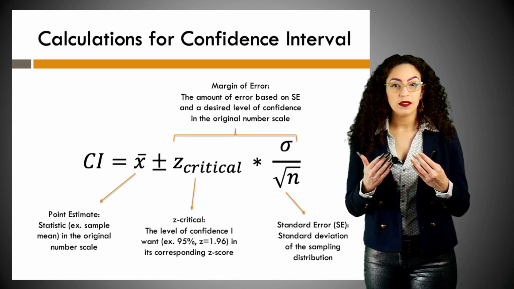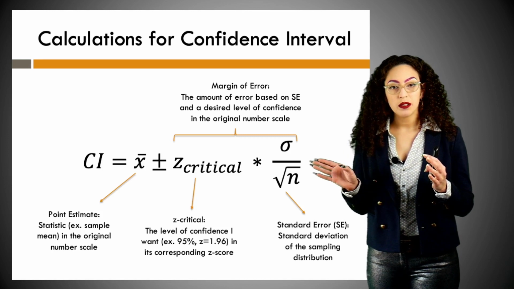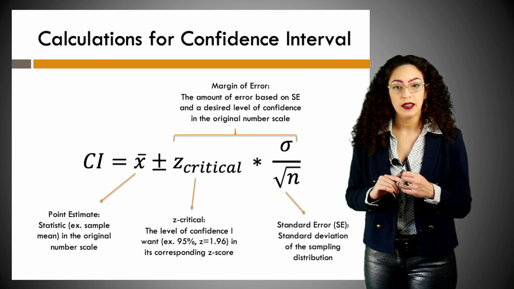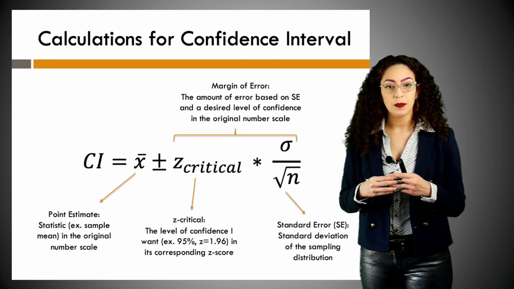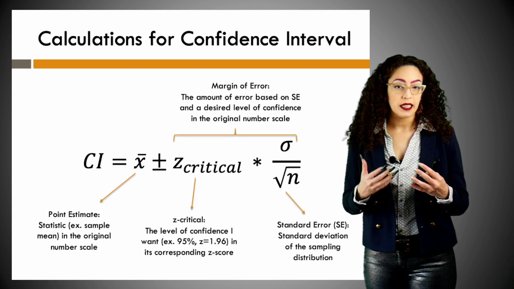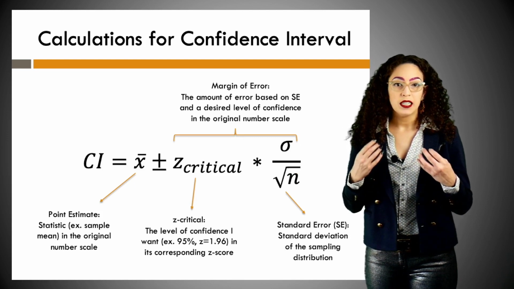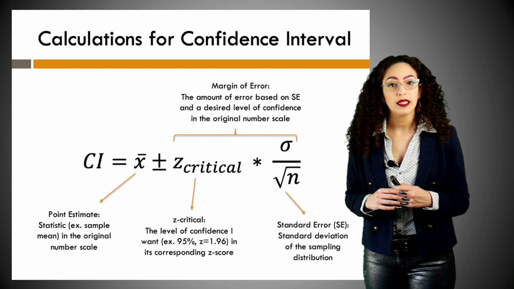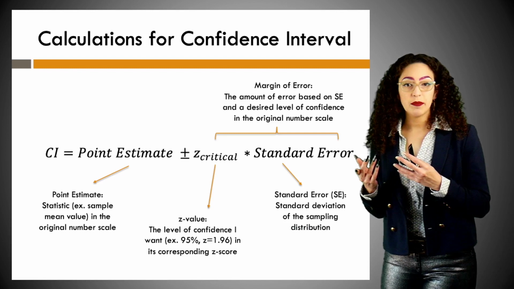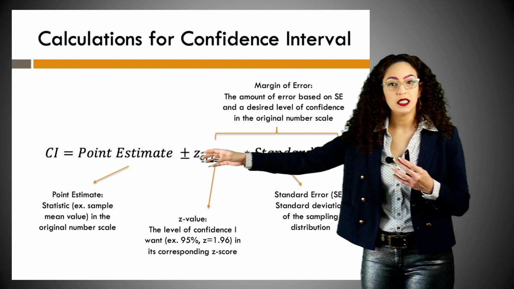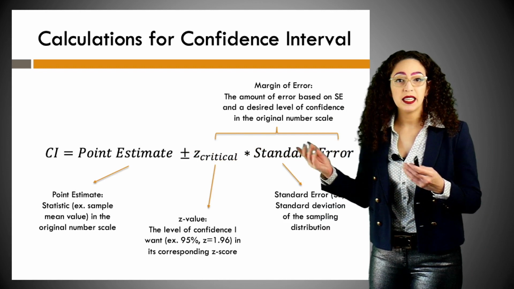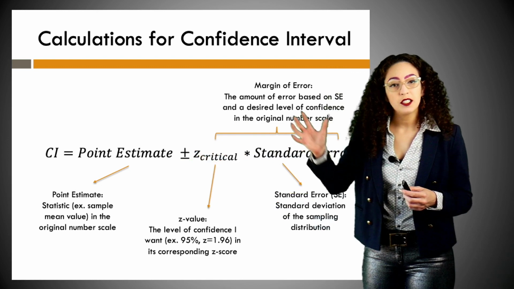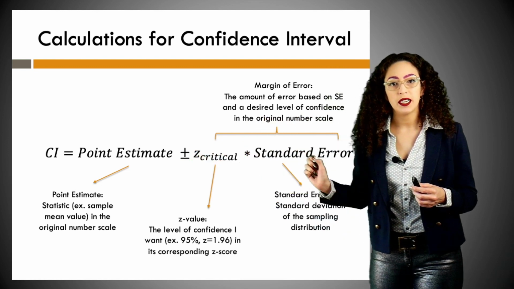So what goes into the margin of error? There are two main things. This one we're somewhat familiar with already. It's our standard error. We have our sigma divided by the square root of n. And here we have our z critical. Now, our z critical is basically the level of confidence that we want. So if we want 95% confidence, we would use the z value associated with that, which is 1.96. This is the same equation, but sometimes I like to write out the equations in words, just in case that's helpful to anybody. So you take your point estimate and you add and subtract your margin of error, which is made up of your z critical and your standard error.